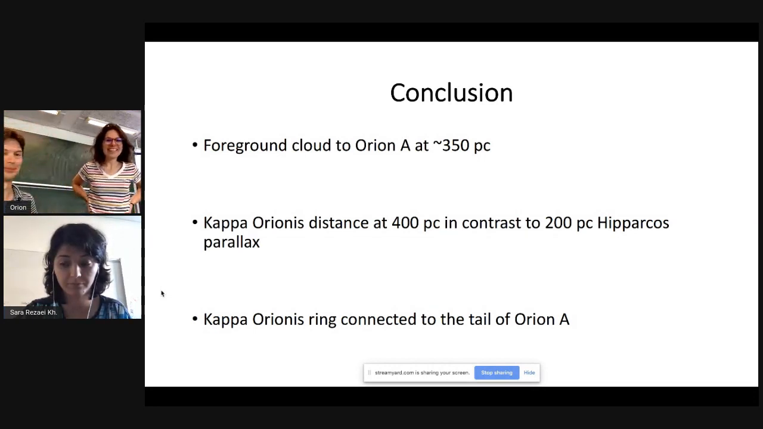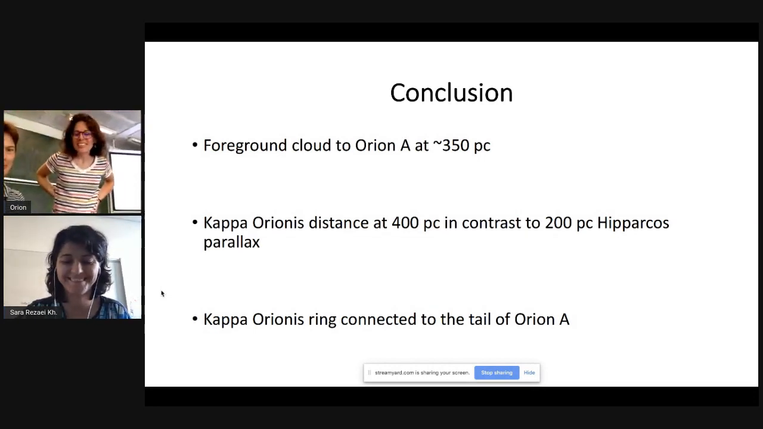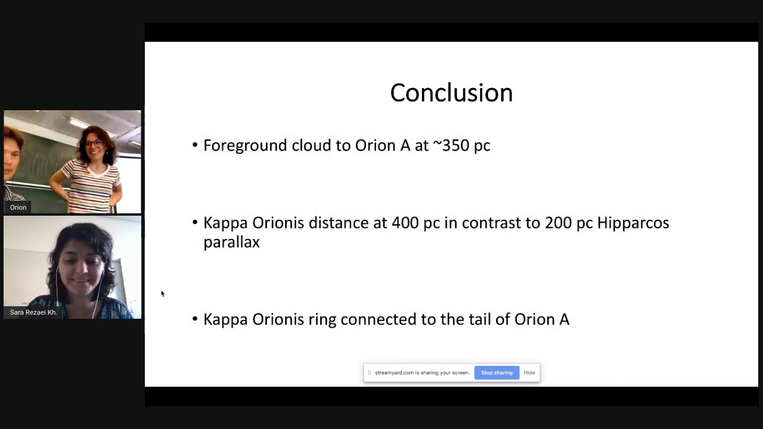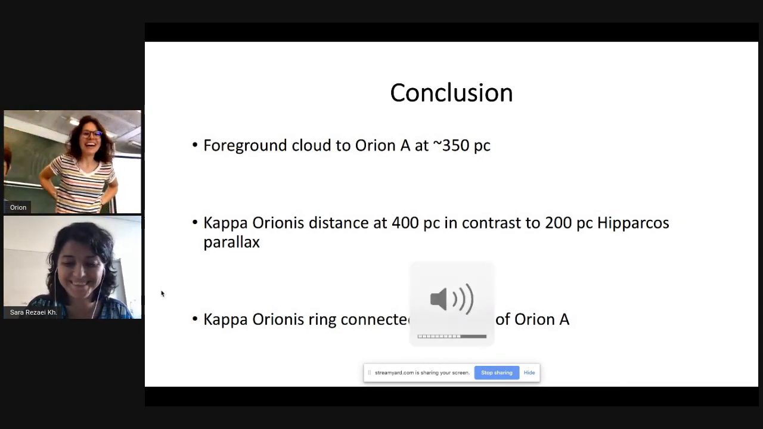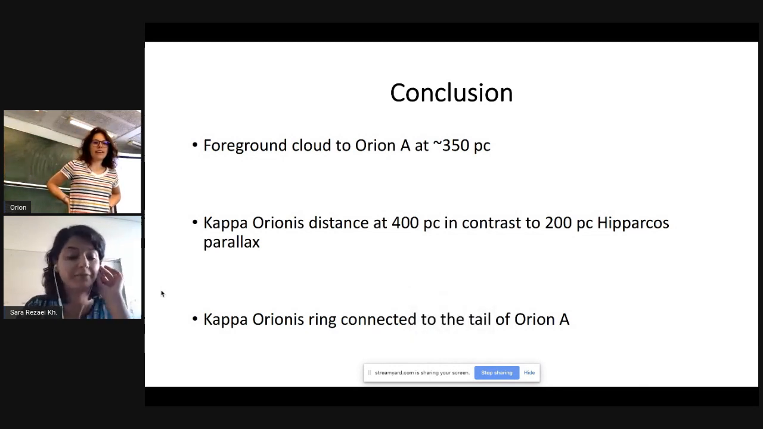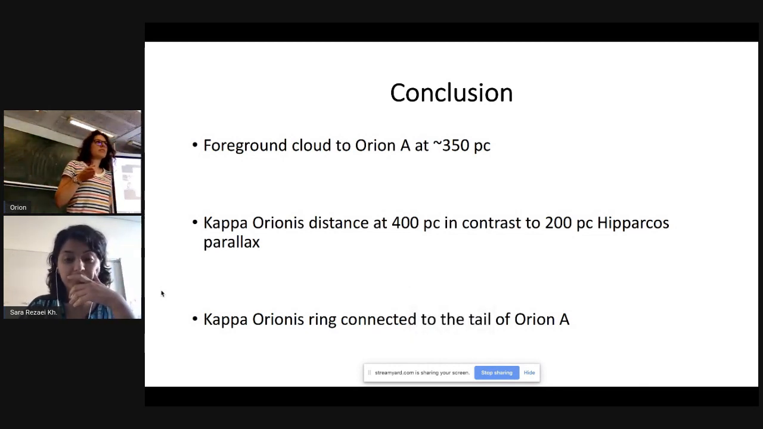Okay. Hi, Sarah. So I actually have two questions. Am I allowed to ask two? Sure. Okay. So the first question is related to the foreground cloud to Orion A, because you just showed results towards one line of sight. So I was wondering if you also checked other lines of sight.